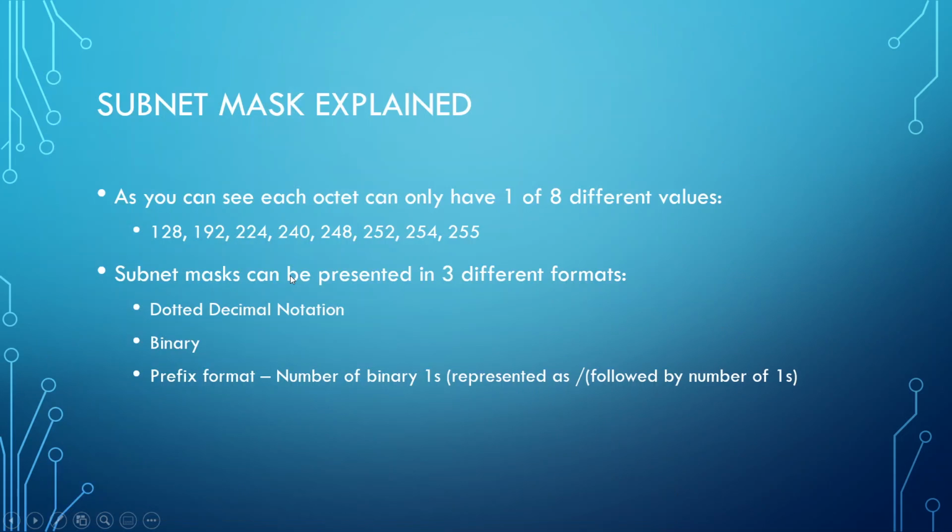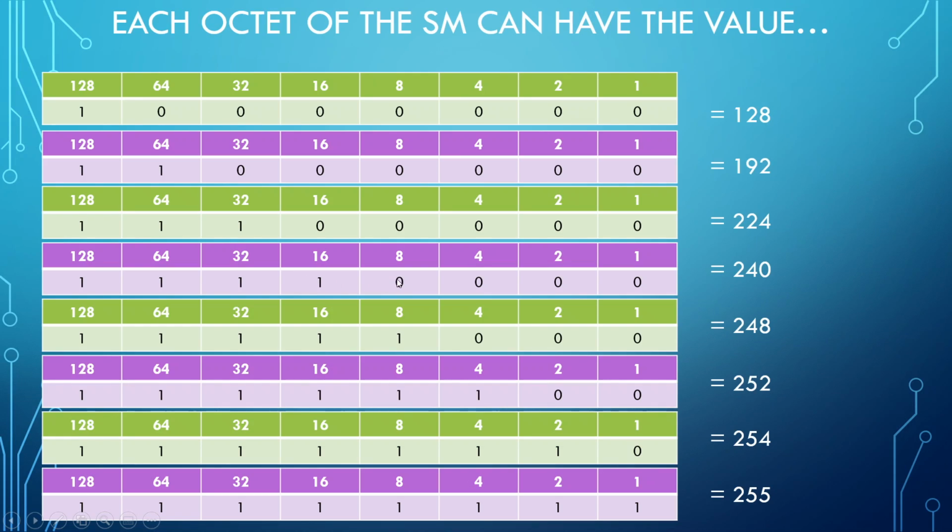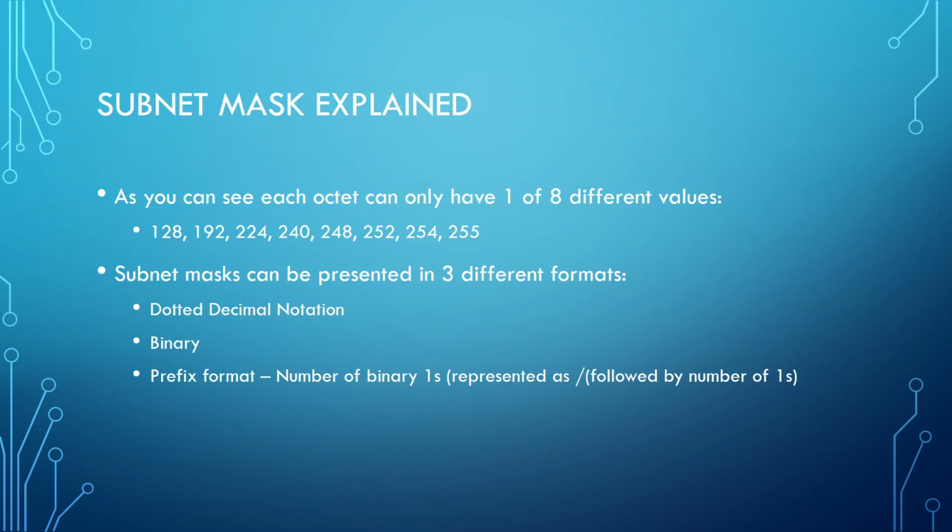If we were to have 4 binary ones and 4 binary zeros, that subnet mask octet would have a decimal value of 240. 5 binary ones, 3 binary zeros, 248. 6 binary ones, 2 binary zeros, a value of 252. 7 binary ones, 1 binary zero, a value of 254. And if all the binary bits for the octet were set to 1, the subnet mask value for the octet in decimal would be 255. And so as you can see, we can only have one of 8 different values for each subnet mask octet. And subnet mask can be presented in 3 different formats.